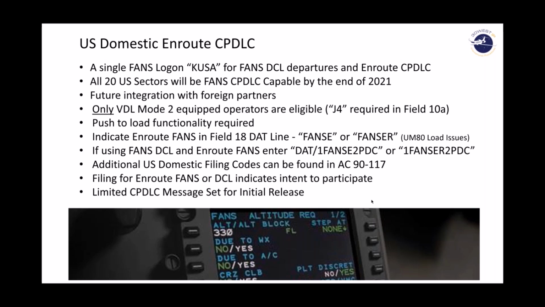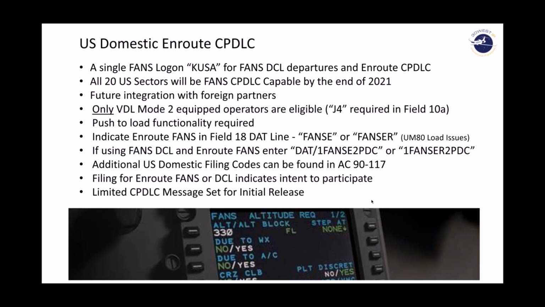So also note here, if you are using FANS DCL for your departure clearances, as well as U.S. domestic en route FANS, you may see the filing codes in the DAT line as one FANS E to PDC and one FANS ER to PDC are other options that you may see there. Any additional U.S. domestic filing codes. I know there's a lot of confusion as to all the codes that are available to file and how to properly file those codes.